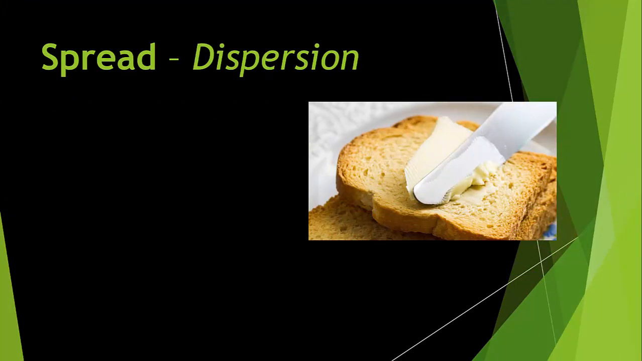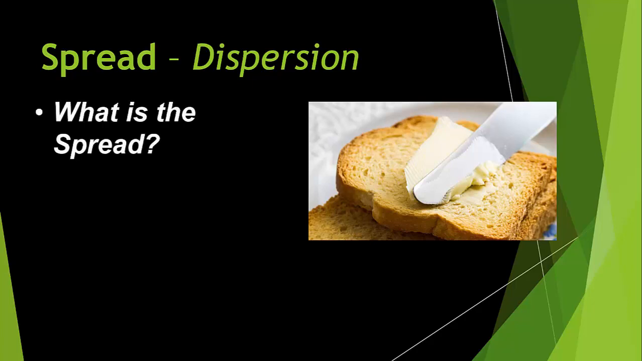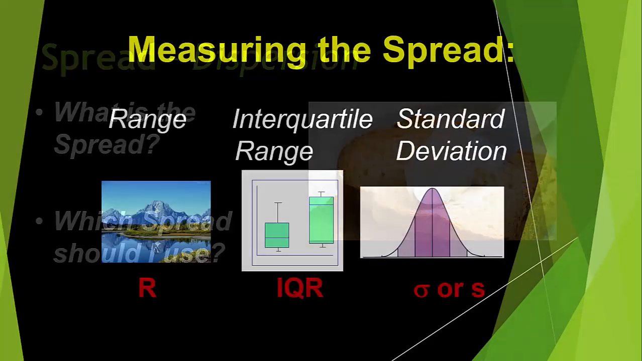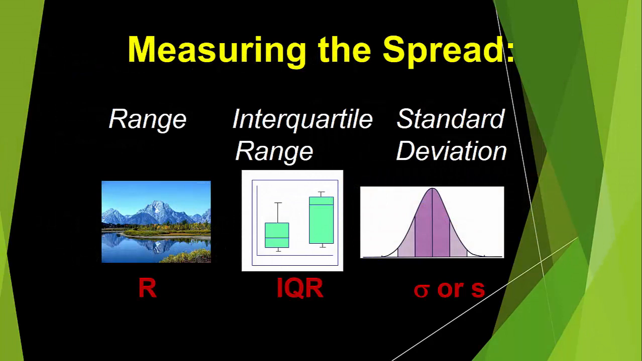Okay, that second value to describe a group beyond the average was the spread, and another word for spread in the literature is dispersion. So again, I have two questions. What is the spread? What are the different types of spread out there? And which measure of spread should I use? Now, there are three common measures of spread. Two of these you should remember from your school days. These three measures are the range, the interquartile range, and the standard deviation.